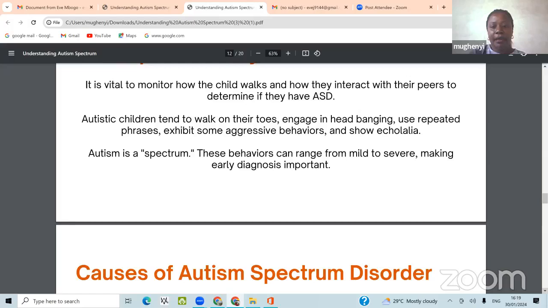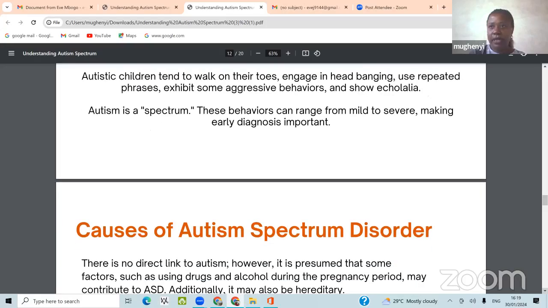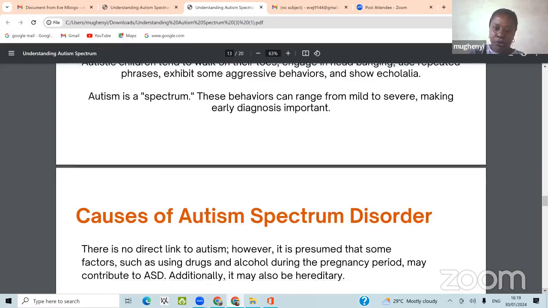Their behaviors range from mild to severe, and it is important to make a diagnosis early. So you go to see doctors, and the doctors will give you instruction or direct you on how and where to support them.